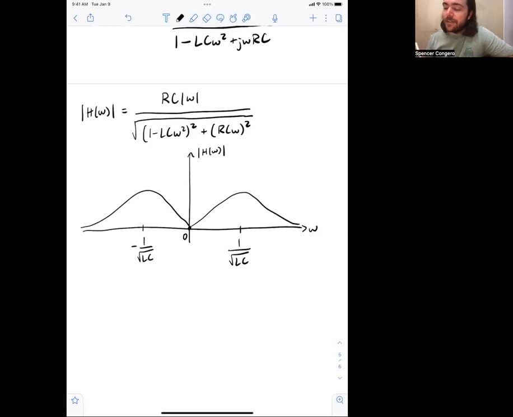And try out some values. You can plot this in maybe Desmos or something, and you can see how the magnitude of the frequency response changes based on R, L, and C.